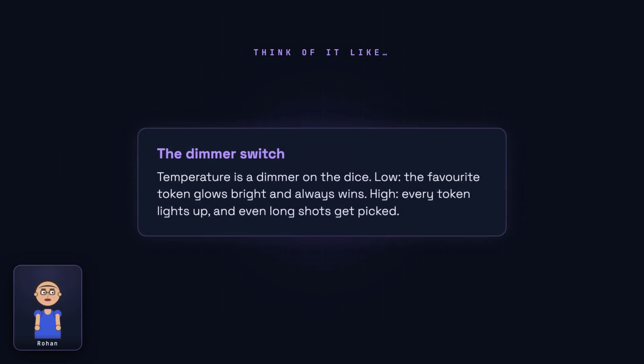Here is the mental model to hold on to. Think of temperature as a dimmer switch on the model's dice. Turn it low, and the favorite token shines so brightly it almost always wins. Turn it high, and every option lights up together, so even unlikely tokens get a real chance. Now let's see that happen to the actual numbers.